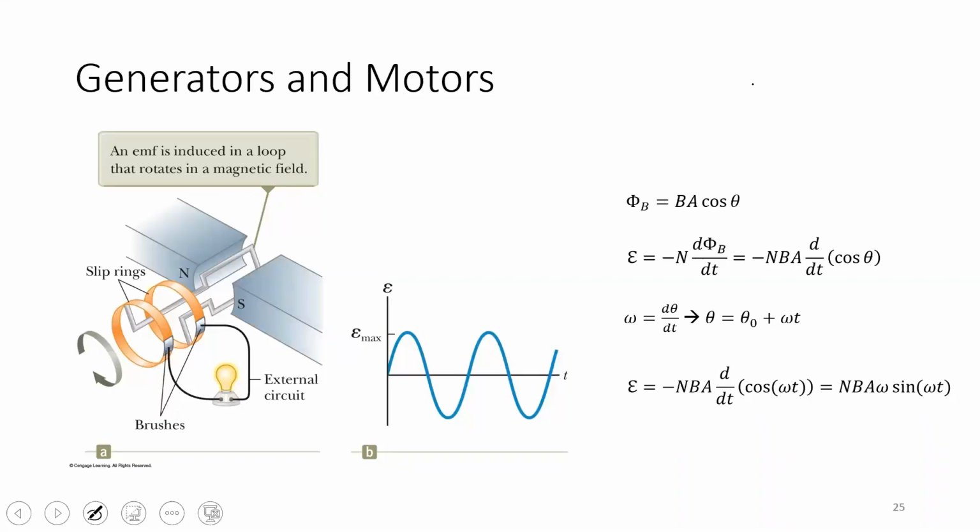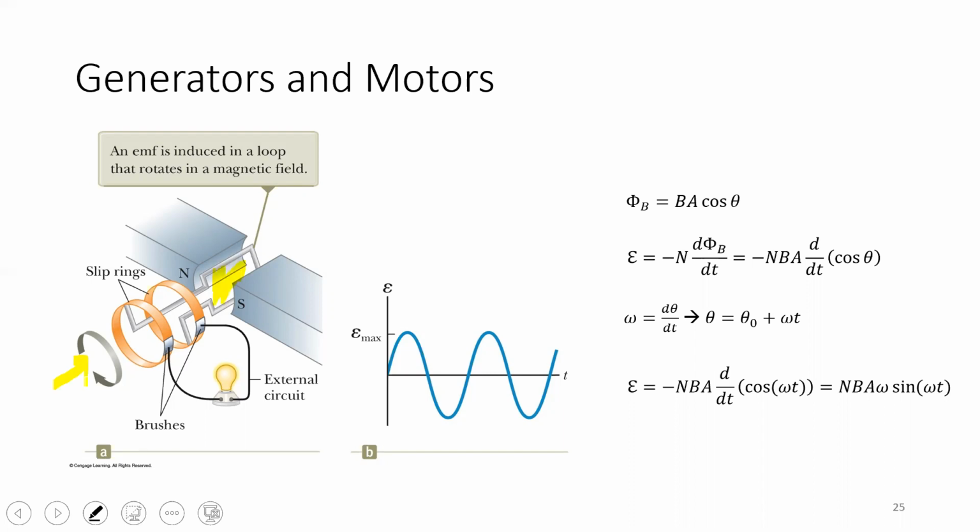Generators and motors are a great application of Faraday's law. For an AC generator, there's a really simple setup. You have a coil in this region between two permanent magnets. So we've got the north and south poles of these two permanent magnets, and we rotate the coil as shown right here.